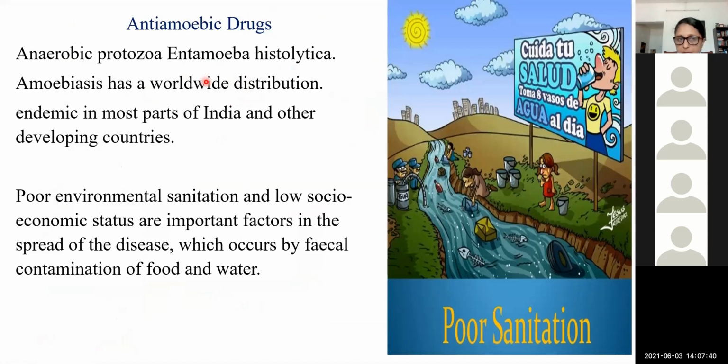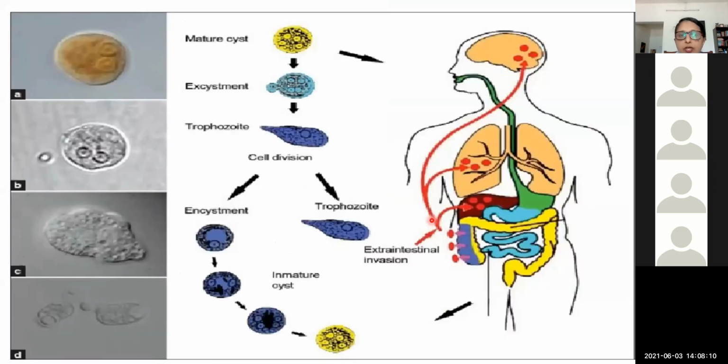It is caused by the protozoa Entamoeba histolytica, and it is endemic in most parts of India. This condition occurs because of poor environmental sanitation, and it usually occurs in people of low socioeconomic status. It is because of the fecal contamination of food and water. That is the main reason. It is caused by Entamoeba histolytica.